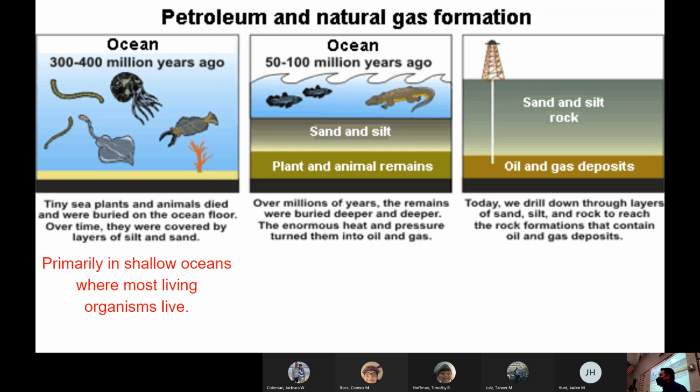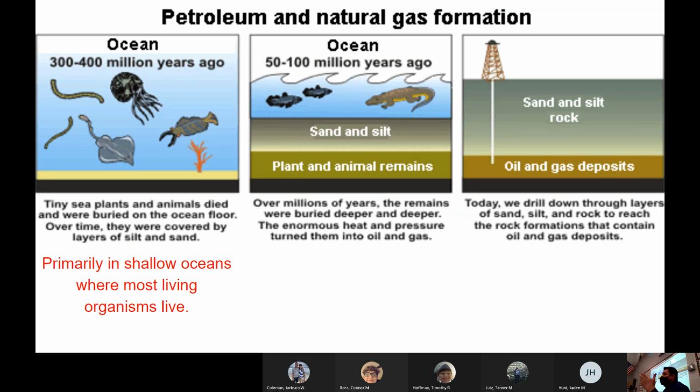All right, petroleum and natural gas. They're primarily made the same way. Petroleum and natural gas are typically from ocean life, though. Ocean plants and animals. Most of the ocean plants and animals live in shallow ocean. They die, they fall to the ground, die, fall to the ground. So they just accumulate, they pile up on the ground when they're dead.